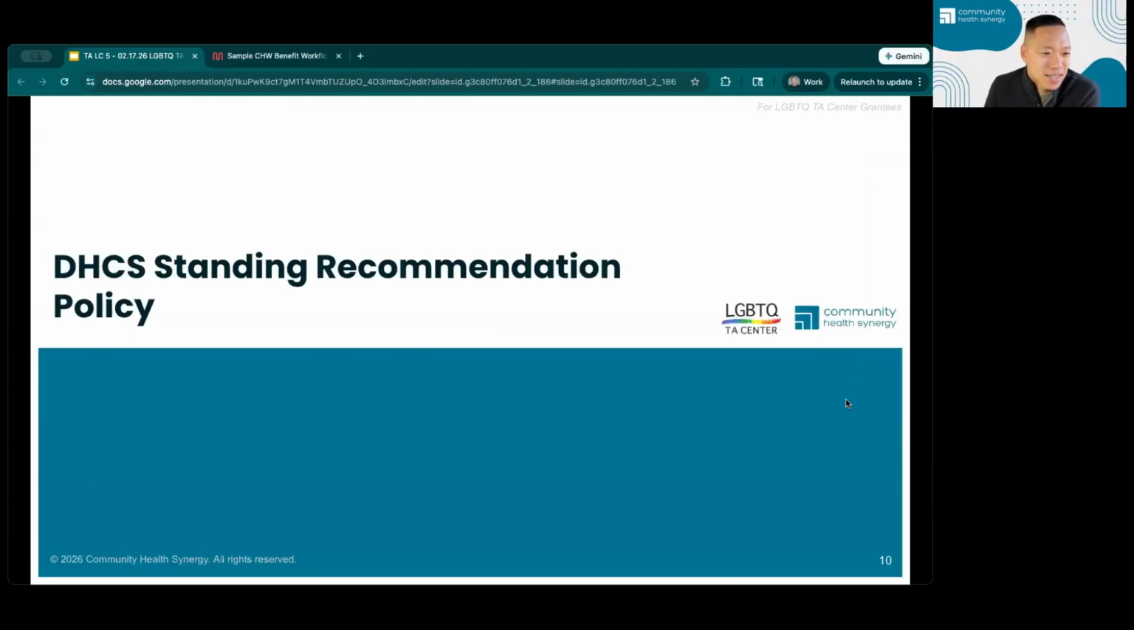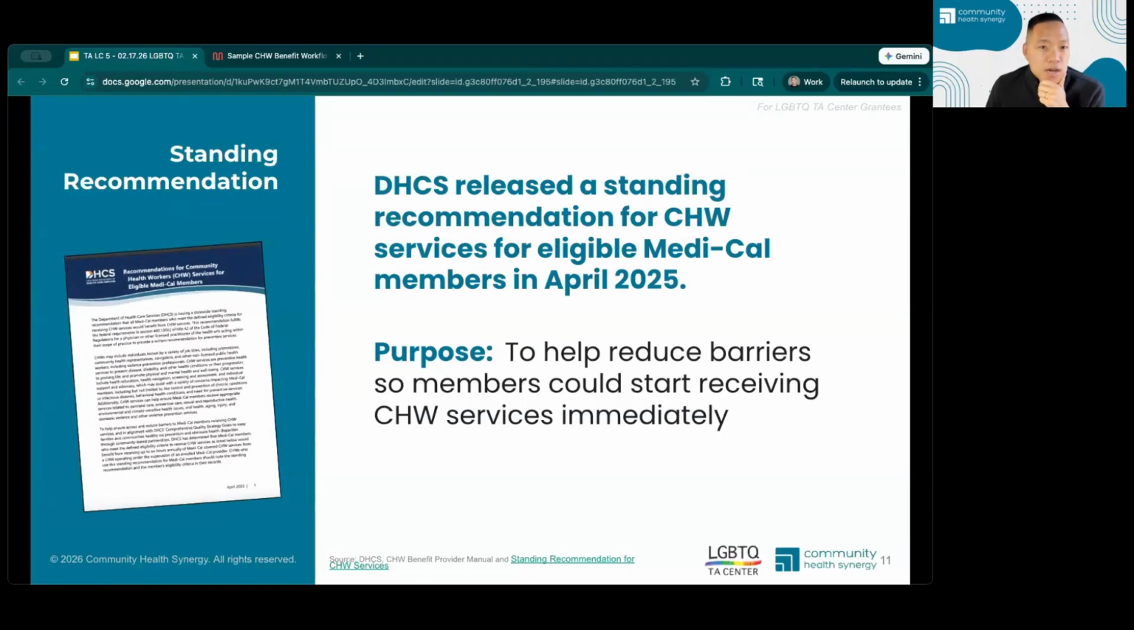So this goes back to the standing recommendation policy. We covered earlier that the standing recommendation for CHW services for eligible Medi-Cal members was released in April 2025. So managed care plans should know this by now. But just in case, we encourage all providers to be aware that the standing recommendation policy exists, and the main purpose of this is to reduce barriers so that members can start receiving services immediately.